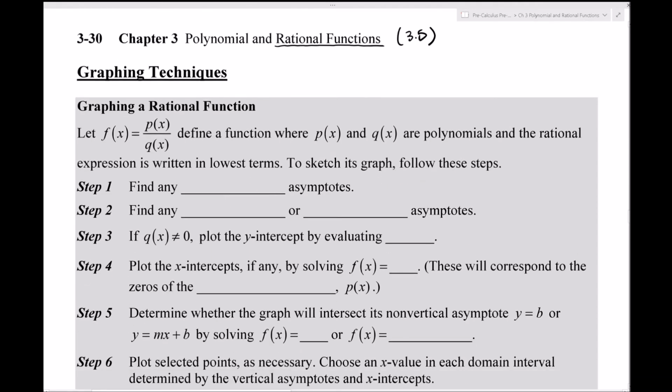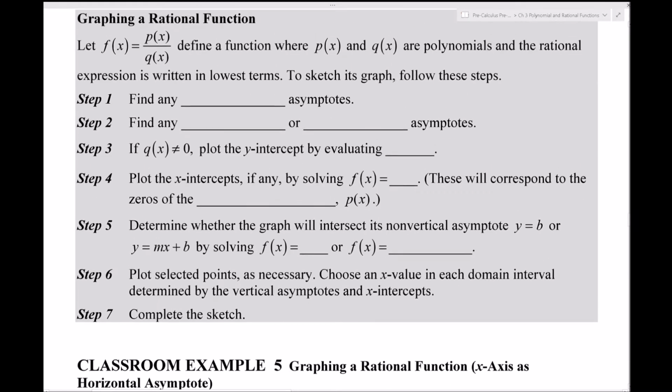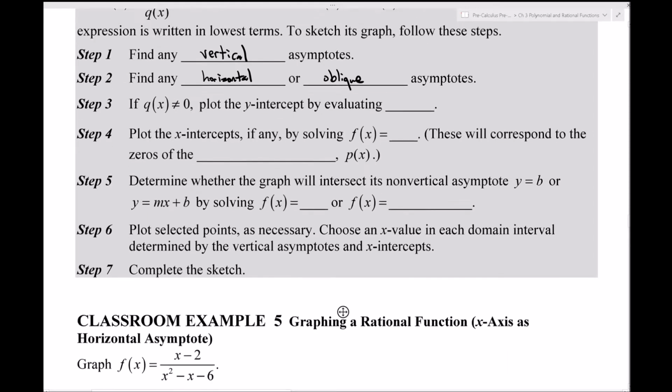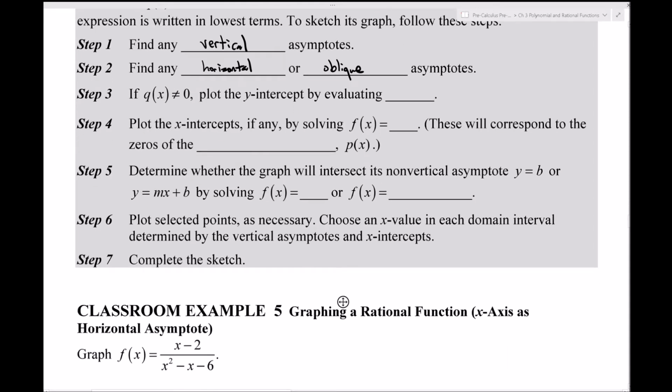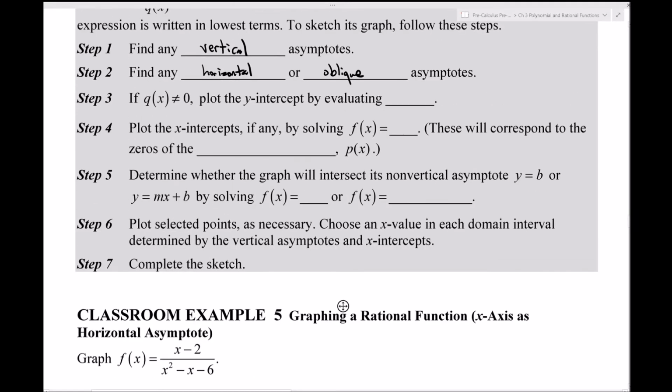They went over a set of steps here, and maybe I should go over those steps. The very first thing you're going to want to find are any vertical asymptotes. Then we find any other type of asymptotes, which include horizontal or oblique, which is the word that we use for slanted asymptotes. The only types of asymptotes that we're going to be interested in a pre-calculus course are linear asymptotes. There are other nonlinear types of asymptotes, but we're not going to be going over any of those. So it's either a vertical, horizontal, or something else, which we call oblique.